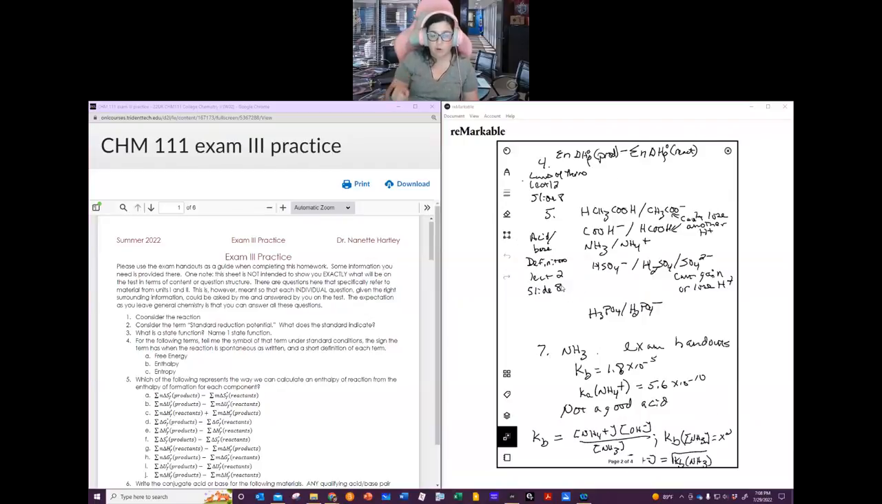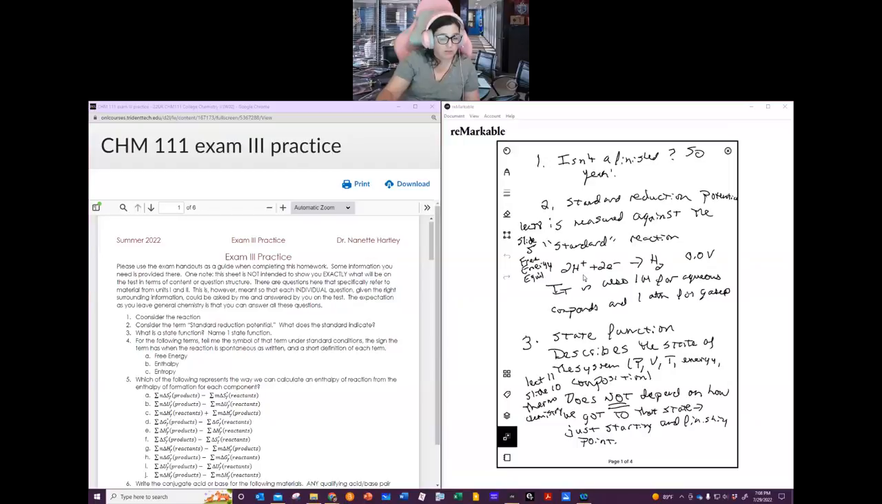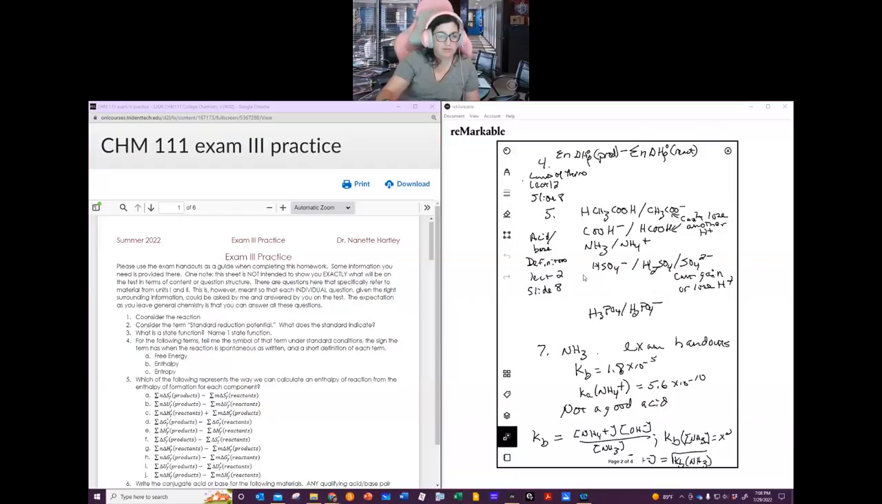So I'm going to do one more and then we're going to go ahead and break off and do something else. But 4 is also a definition type thing. So for the following terms, please tell me the symbol. Where did I put it? Oops. Okay, I'm stopping with 3 because I can't find where I put 4.